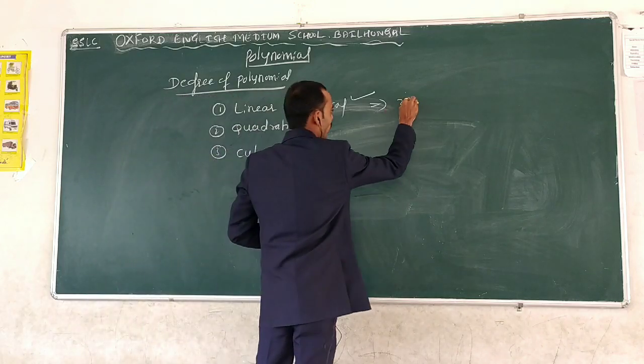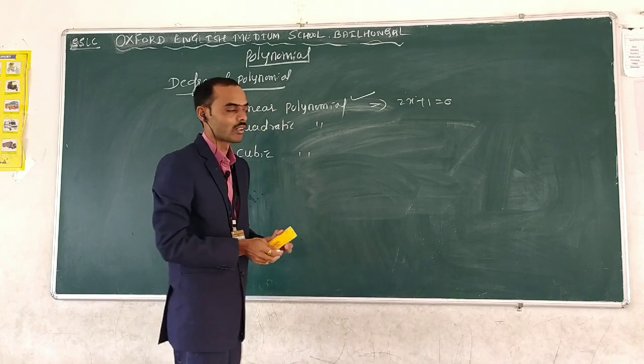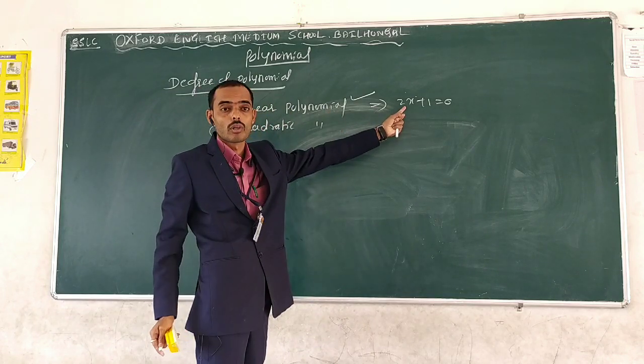For example, 2x plus 1 is equal to 0. The highest exponent is 1. Therefore, degree is 1. Okay. Therefore, it is what? Linear polynomial.